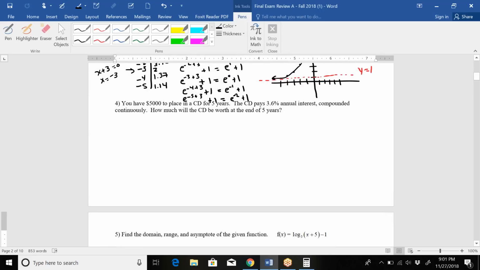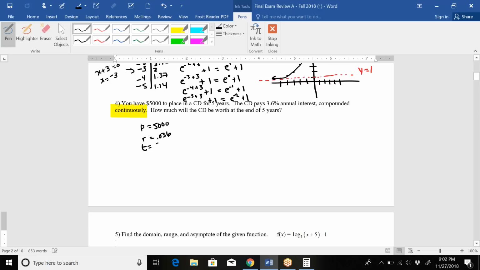For number 4, we have $5,000 to place in a CD for 5 years. The CD pays 3.6% annual interest compounded continuously. That means we're going to use the PERT formula. How much will the CD be worth at the end of the 5 years? So we know we have $5,000, so that's our initial deposit. The rate was 0.036 as a decimal, and the time is 5 years. The formula A equals P e to the RT. That's what we use for compounding continuously. So we're looking for our future value when we know that we have $5,000.